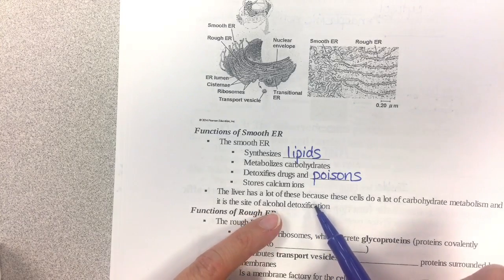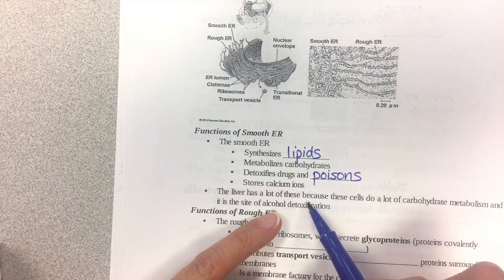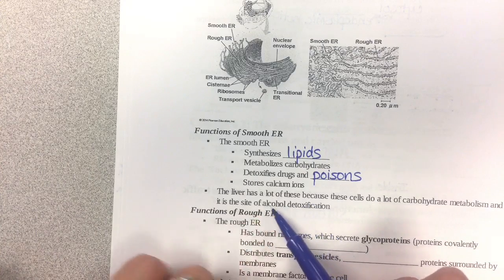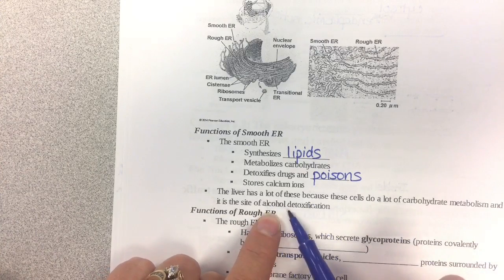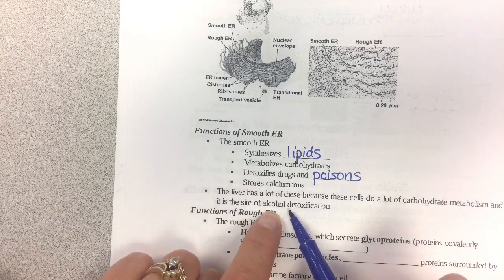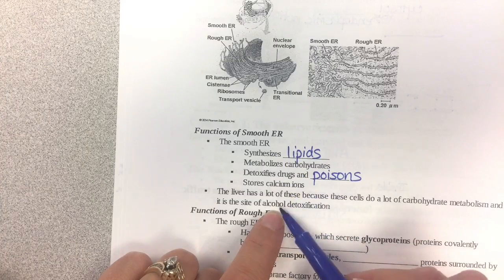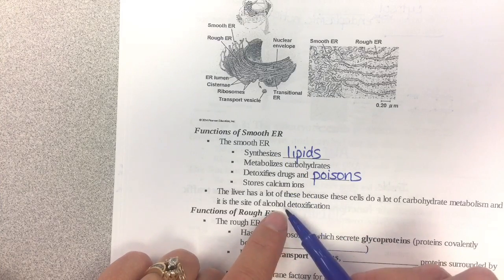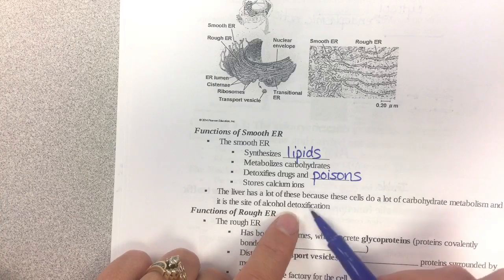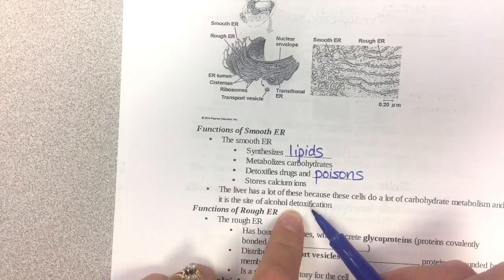So liver cells have a lot of these, and what can happen is that the more alcohol, so if somebody is an alcoholic, the more alcohol that they drink, the more smooth ER that cell makes, and so therefore it allows them to detoxify or get rid of that alcohol out of their bloodstream a lot quicker.